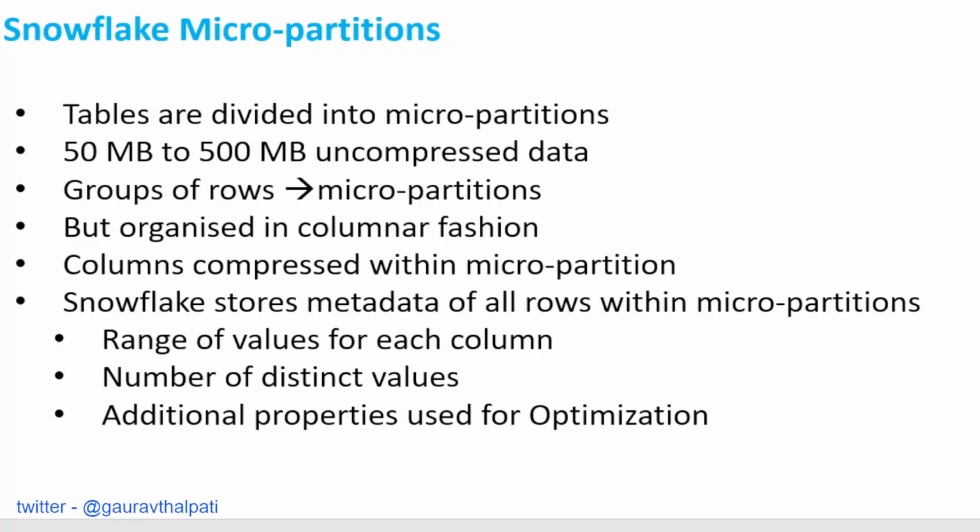Now, when the data gets stored in this micro partition, there are some other things that also get stored, right? It's the metadata of these micro partitions. What does that mean? If you're storing data in micro partitions, Snowflake will also store the range of values for each of these. It will store the distinct values, the start and the end of these, and some additional properties. All these are used for optimization. So basically micro partitions are the way Snowflake stores the data to give better performance.